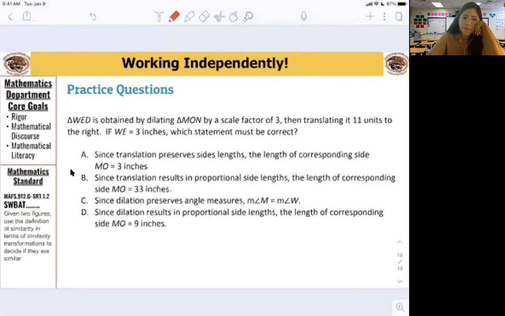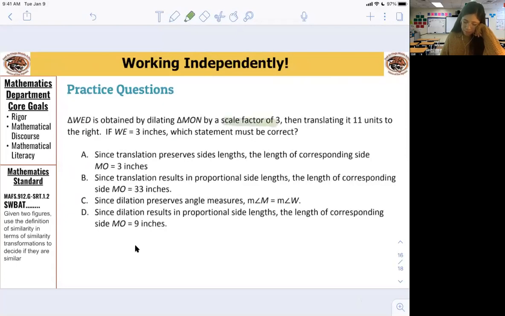Perfect. All right. So we know a couple things, right? We know the scale factor. We know that it has been translated 11 units to the right. Okay, so triangle WED is obtained by dilating triangle MON. So which one is the pre-image?